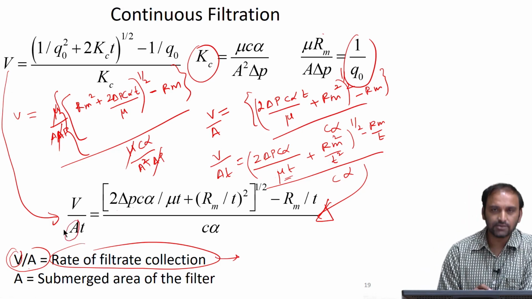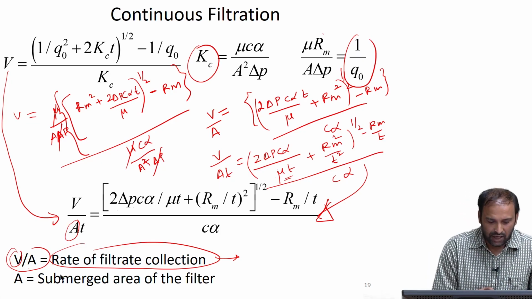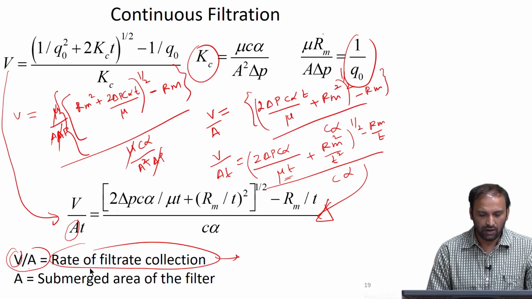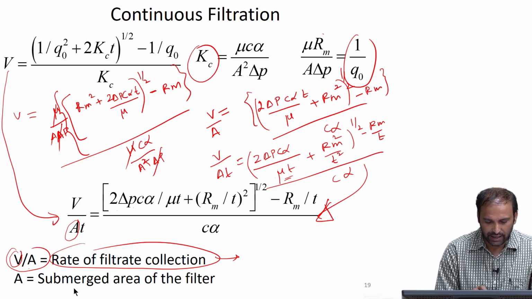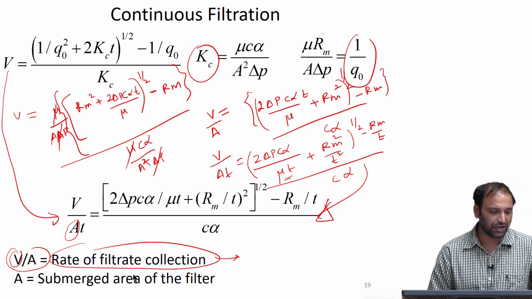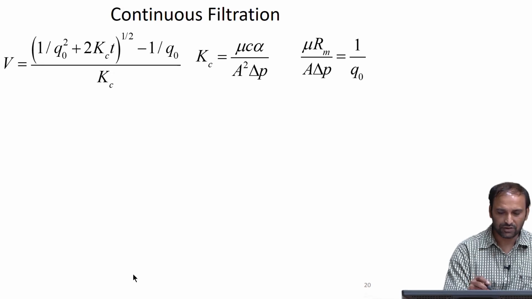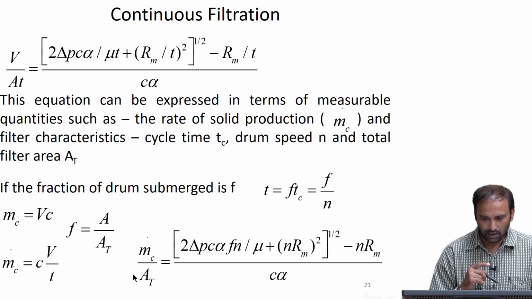And in the case of batch filtration, A was the filtration area. However, in this case this A is going to be the area of the drum that is submerged in the slurry, okay.